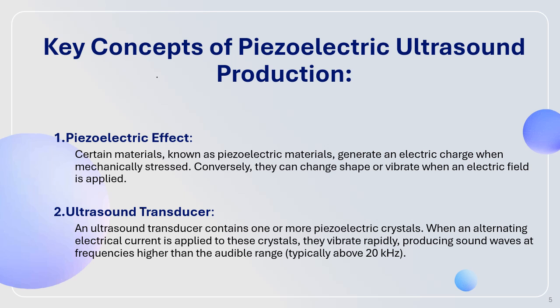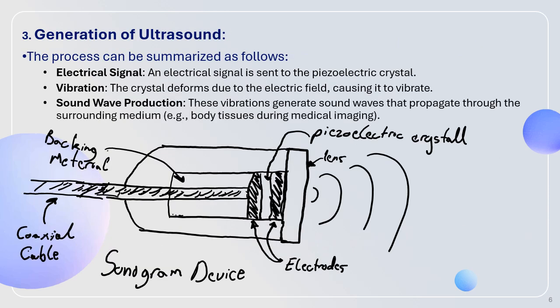Right? So this is the basic working principle of an ultrasound transducer. An ultrasound transducer contains one or more piezoelectric crystals. When an alternating current is applied to these crystals, they vibrate quickly, producing sound waves at frequencies higher than the audible range, which is typically above 20,000 hertz. Okay. So here is how it works.